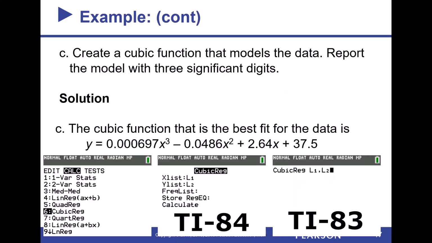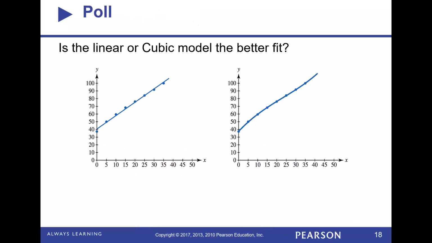Okay, so you should have gotten that the cubic function that was the best fit for the data is basically 0.000697x to the third minus 0.0486x squared plus 2.64x plus 37.5. Now we did both a linear and a cubic. So let's take a look at both of those side by side.